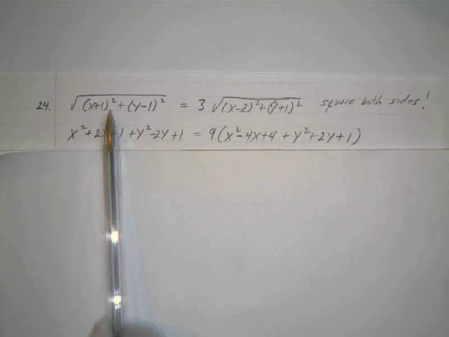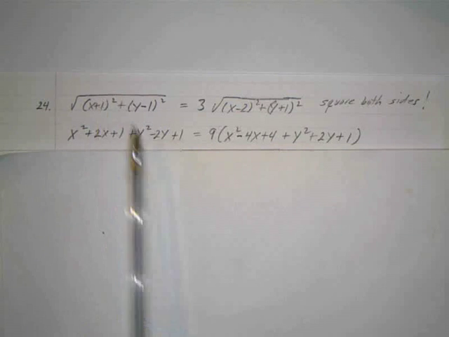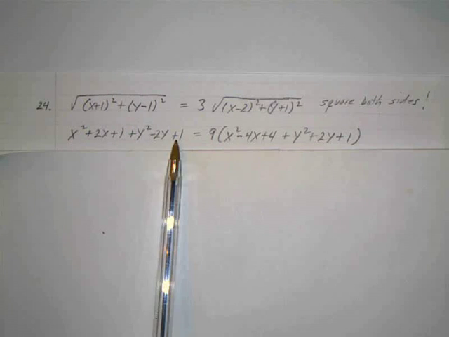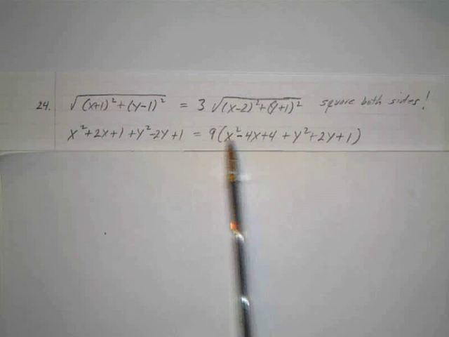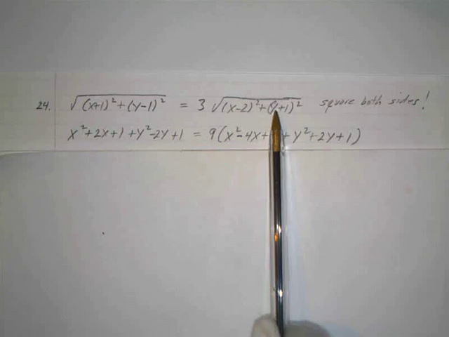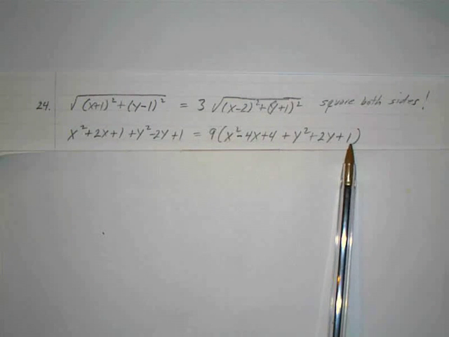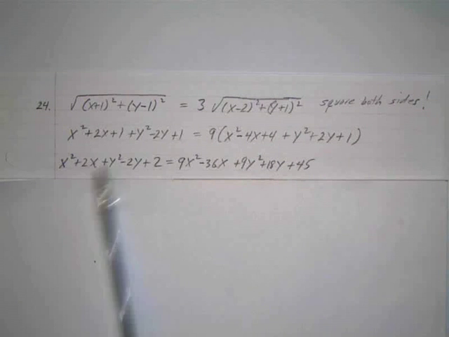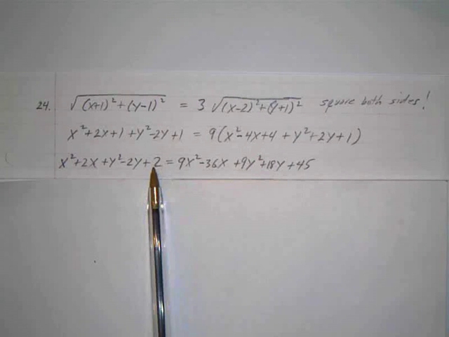So if I square this binomial, x squared plus 2x plus 1, plus y squared minus 2y plus 1, that's just squaring those binomials. If I square this out, I get x squared minus 4x plus 4, and this is going to be y squared plus 2y plus 1. And then I just combine my numerical terms. So I went x squared plus 2x, y squared minus 2y, 1 plus 1 is 2.